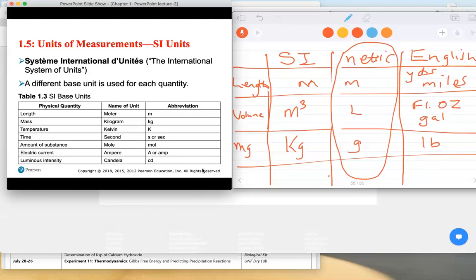do some systems use the same base unit? Yes, sometimes it's the same. For example, meter and meter is the same thing. We can have time, second, and second in metric. Yes, some units are going to be the same. For example, second is the unit for time in SI, and in metric it's also second, so it's the same. But what I want you to pay attention to is the metric. We're going to focus on metric.